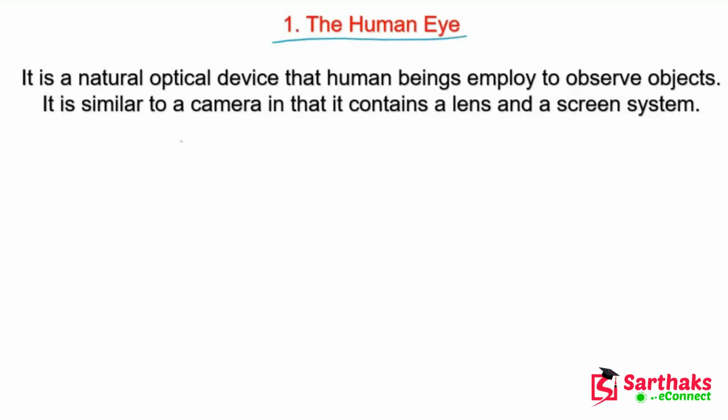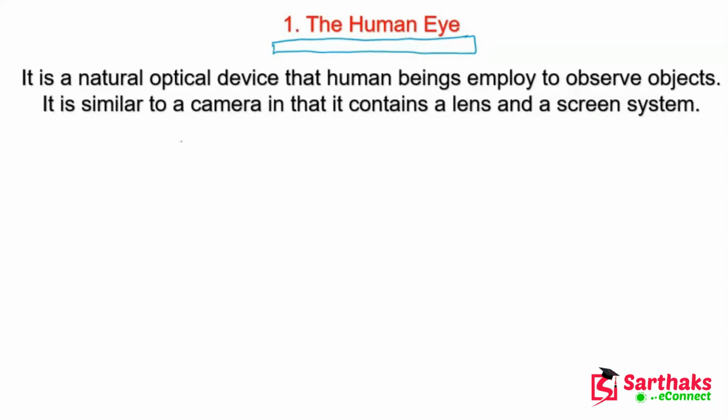We all know that the images which we see, we are able to see those images because these images are formed in our eye, and our mind senses those images. So how these images are formed, what is the mechanism behind it, all these things we will have to discuss in this lecture. So guys, here we will discuss the human eye.